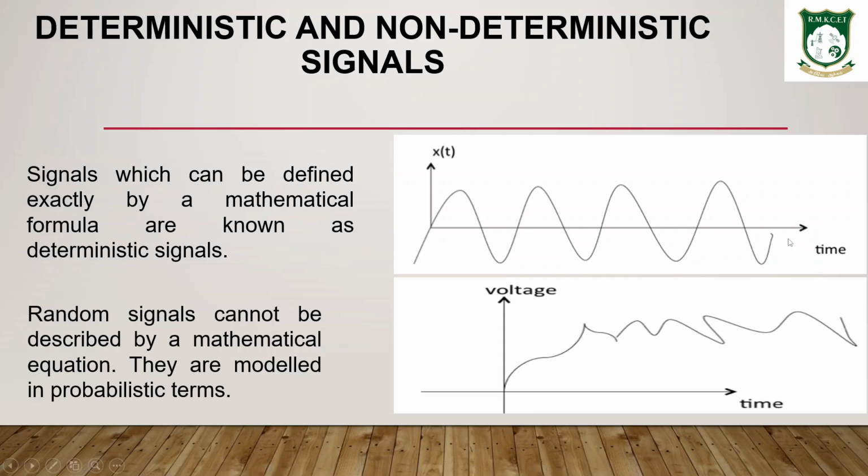The first graph shows an example of a deterministic signal. At each and every instant of time we can find the amplitude of the signal. Next, random signals. Random signals won't have any mathematical equation. We can't predict the amplitude of a random signal. It changes. There is no standard relationship between the signal and time. We cannot predict it. They won't have any mathematical expression. This graph shows an example of a random signal.